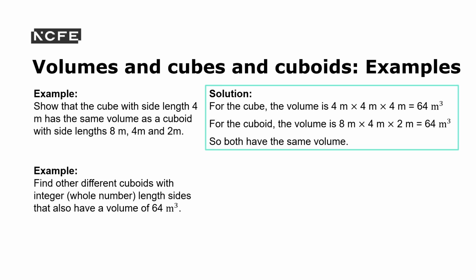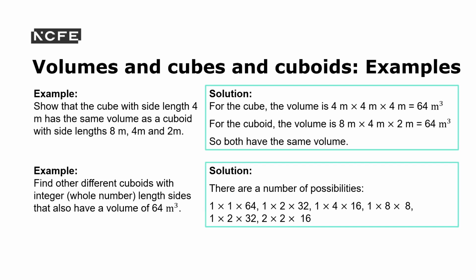Example: find other different cuboids with integer, whole number, side lengths that also have the same volume of 64 cubic meters. There you can see a solution on screen: 1 times 1 times 64, 1 times 2 times 32, 1 times 4 times 16, 1 times 8 times 8, 2 times 2 times 16.